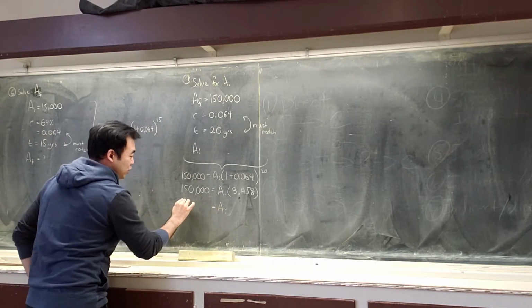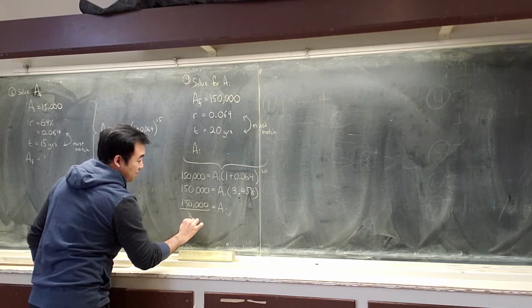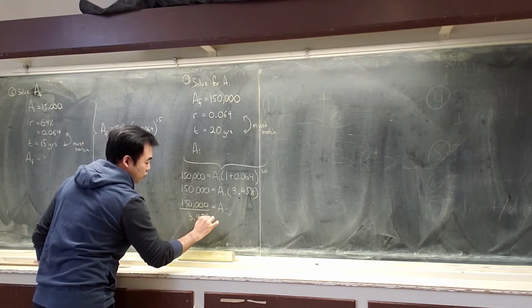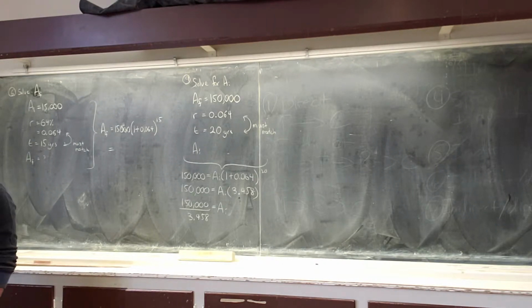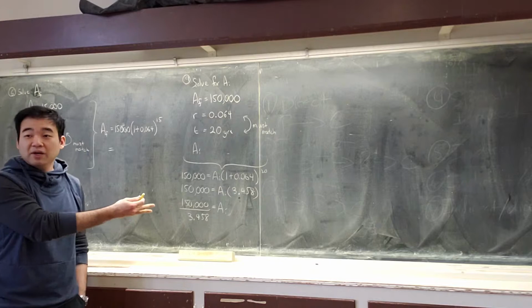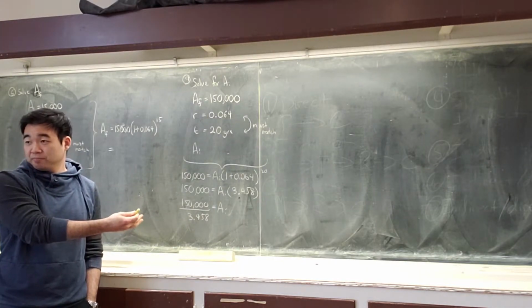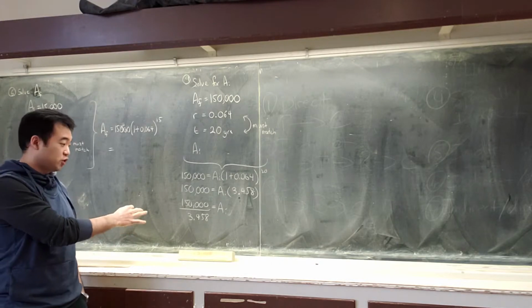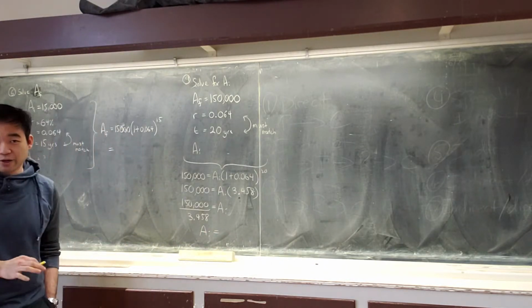AI then is equal to 150,000, and to get that all alone, I'm dividing both sides by 3.458. So that's part 2, right? First one, what's the final amount? Well, if I give you the final amount, how do I get the starting amount? So there's a division. So you can find the final answer by working that out.